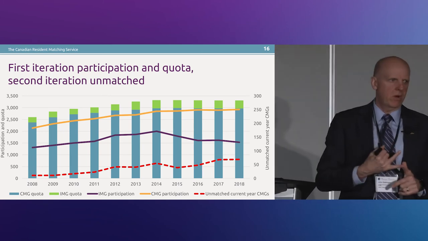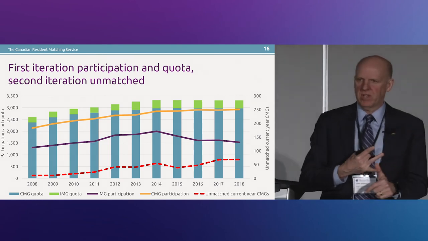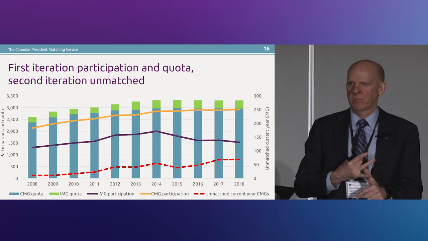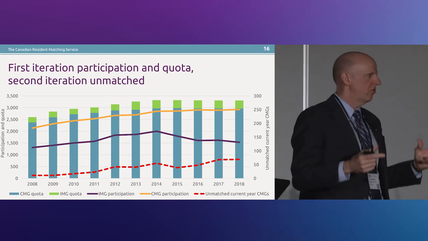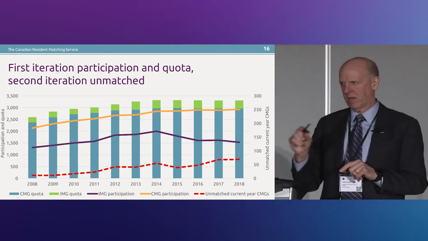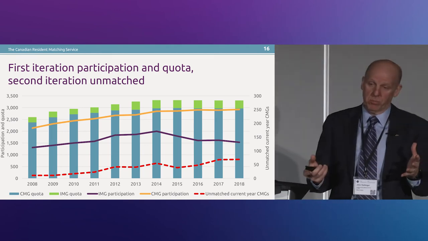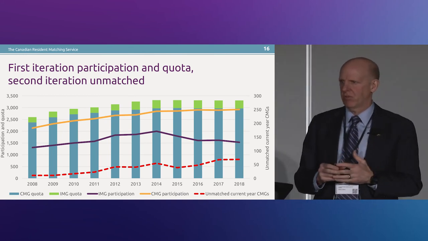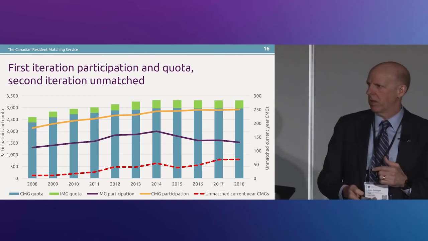And we define unmatched current year CMGs after second iteration as those who participated in second iteration. And that's a common and consistent definition of what's considered an unmatched CMG. It's after second iteration participation. Because if you don't participate in second iteration, we're not sure what your status is, so we don't want to make assumptions on things.